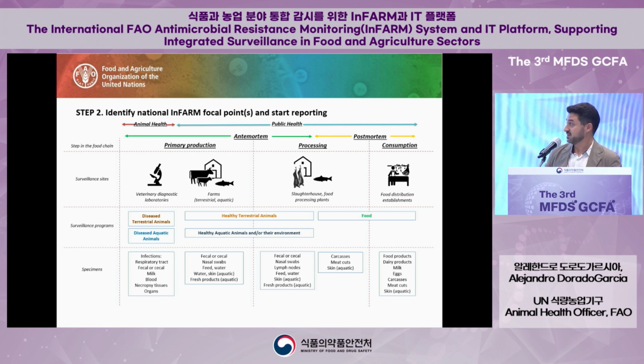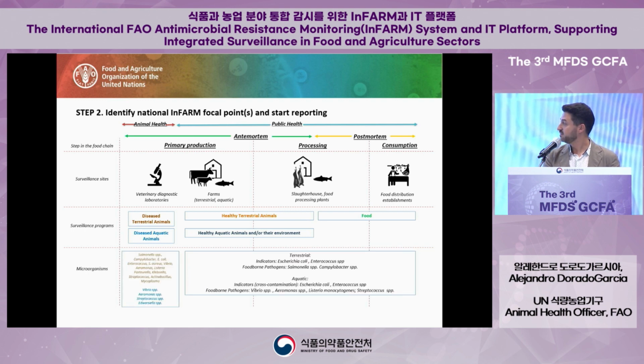This is basically coming from veterinary diagnostic laboratories that collect samples from diseased animals, from bacterial infections in animals, different specimens, and different animal pathogens in these animals for this specific program, the specific program of diseased animals. Then for the healthy terrestrial animals, and for the healthy aquatic animals and the environment, and for food, we have common indicators that are defined universally. The common indicators, the commensal indicators, Escherichia coli, Enterococcus, but then also the foodborne pathogens in terrestrial and in aquatic animals. And these are common for the public health objective, of course, and for these different surveillance programs that I was talking about before, so for the food commodities, but also for healthy terrestrial and aquatic animals.